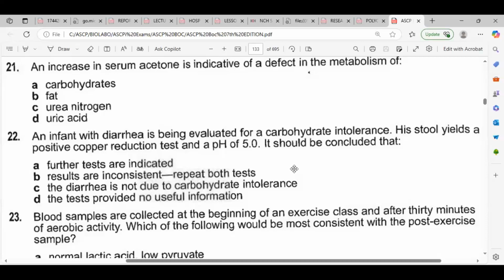Is this the pH of the stool? Yes, if that's the case, then our answer is going to be A. Even me, I would go with A. Yes, thank you, Daniel and Oliver.